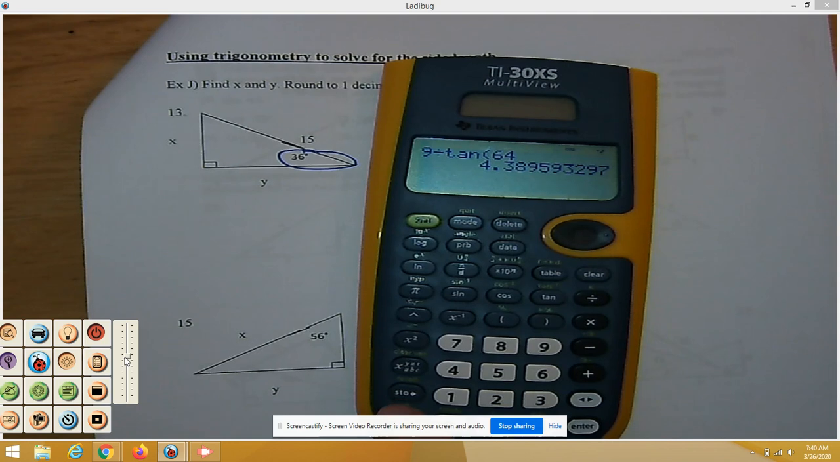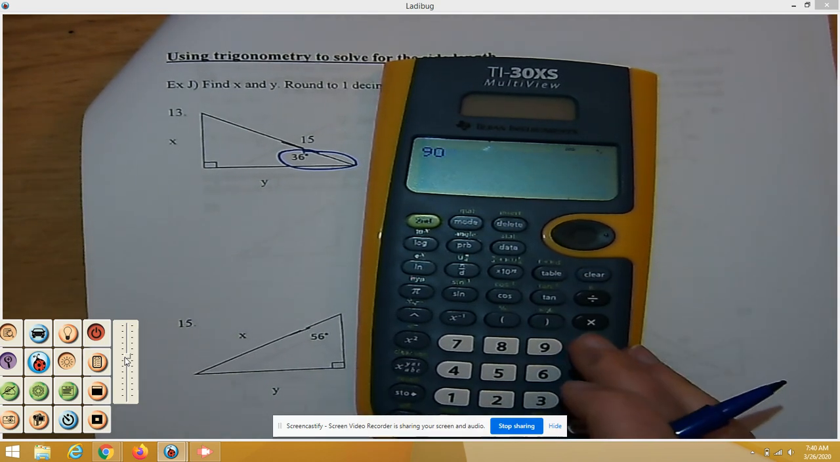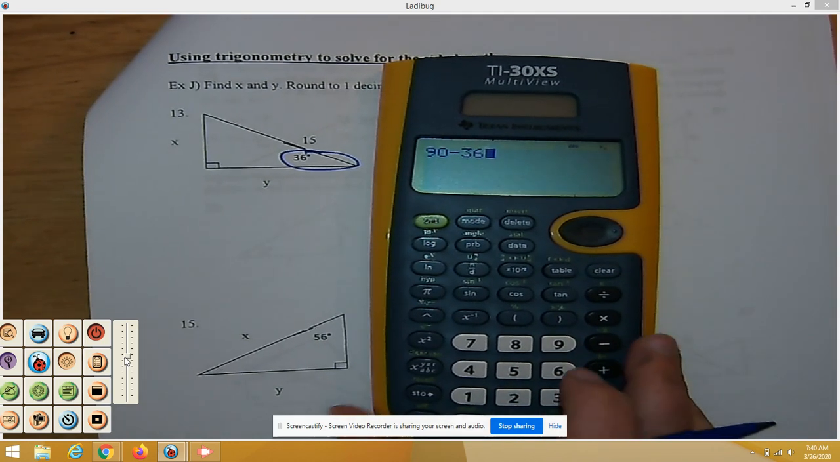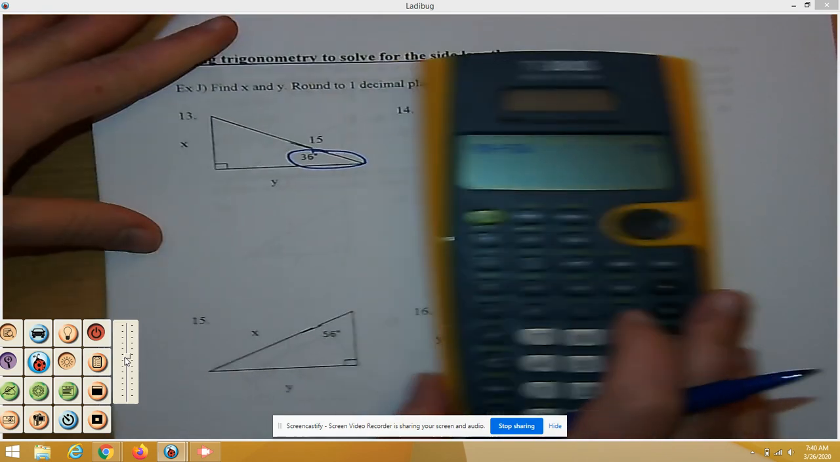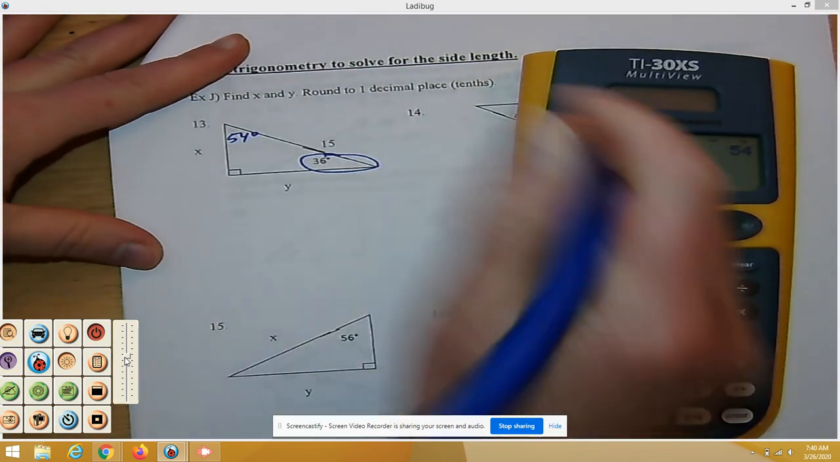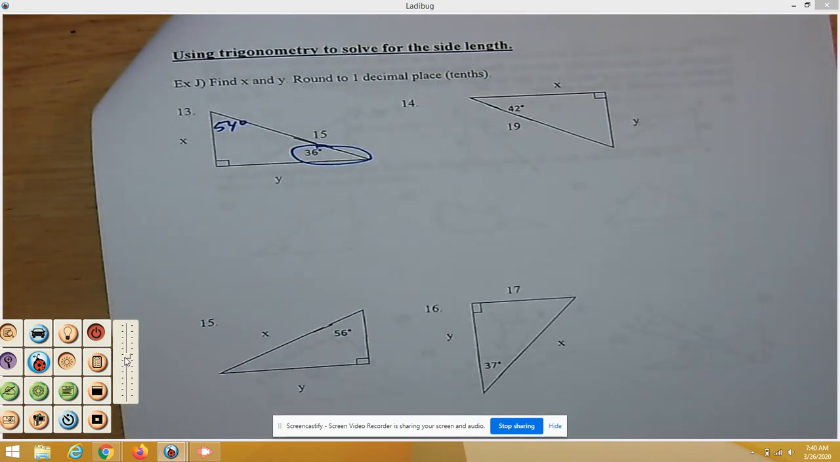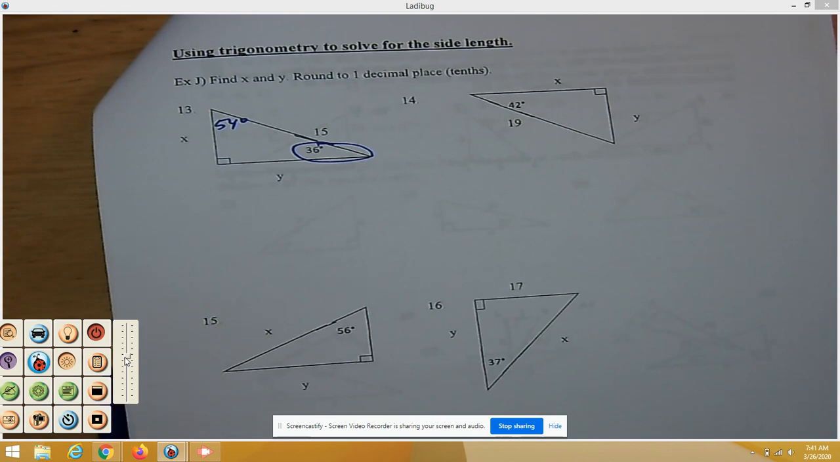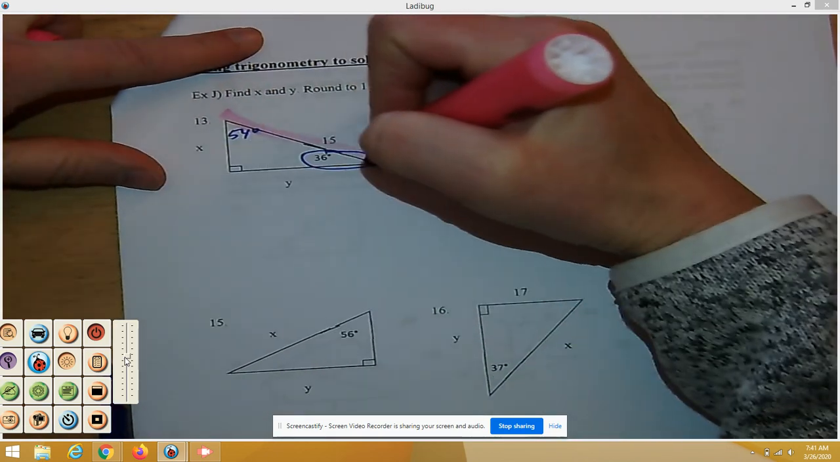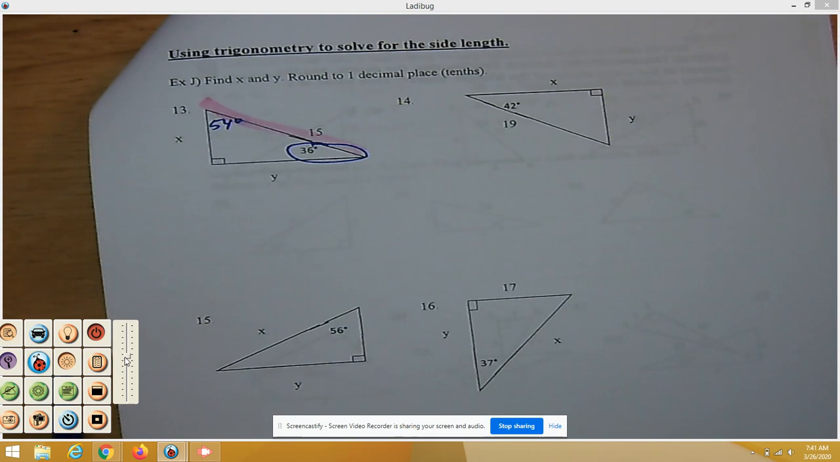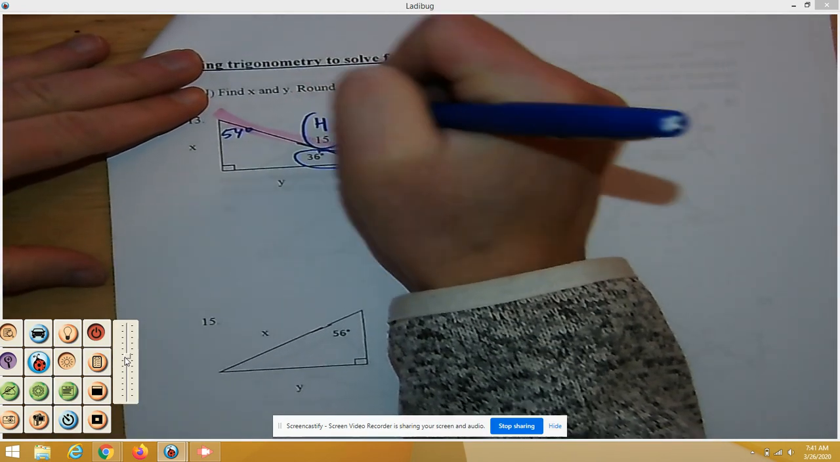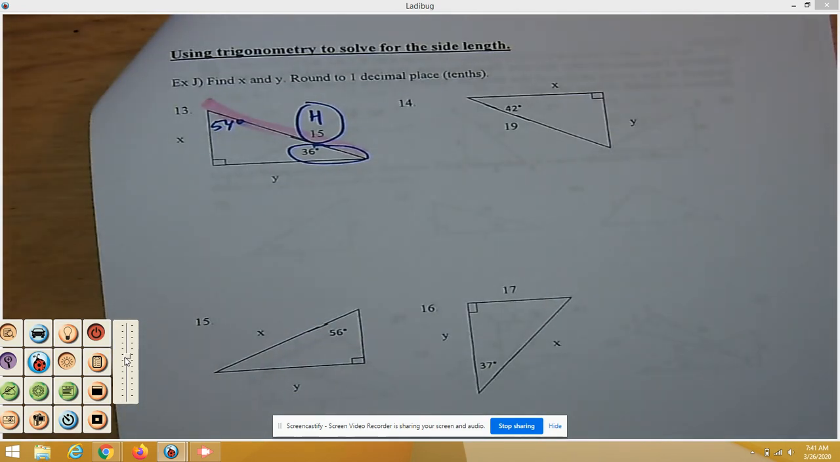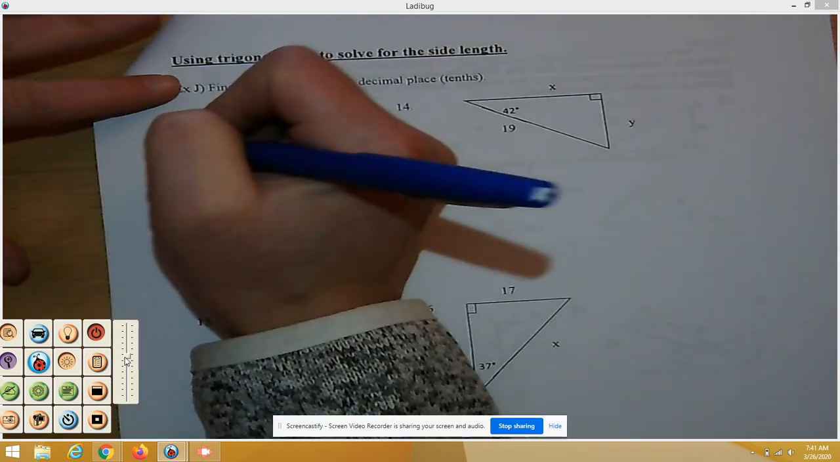Just for fun, even though you're not asked, get in the habit of doing 90 minus 36 because you're going to be doing that the following week. So this is a 54-degree angle. You can do everything with a 54-degree angle, but it will be reversed or reciprocal. We just studied that a few minutes ago. So just be consistent with your reference angle. Always highlight your hypotenuse. You've got each there. So I'm going to call this 15 my hypotenuse. And then across from the 36-degree angle is the opposite side.